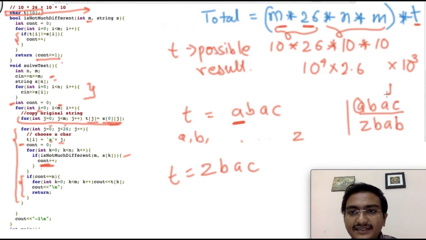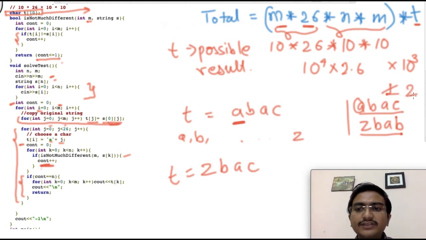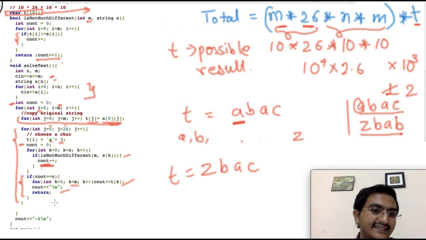So I increment my count to 1, and when I compare it to the second string, I see it is only differing at the last position, that also only one position. So again I increment my counter to 2. Now if the counter is equal to 2, it means the given string does not differ from all of the given strings by more than one position. So that is the answer, right? You got the answer. So basically then k equal to 0 to m, and then just output the t result, then slash n and return.